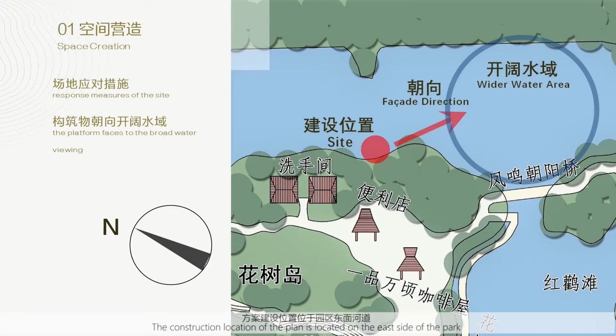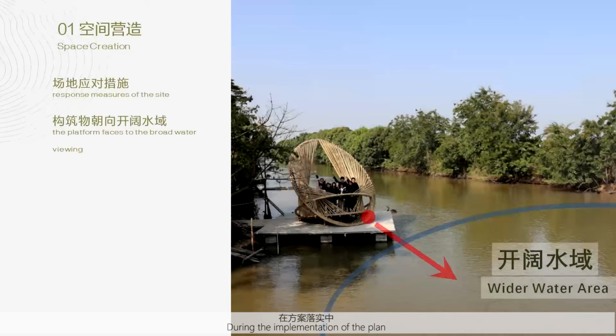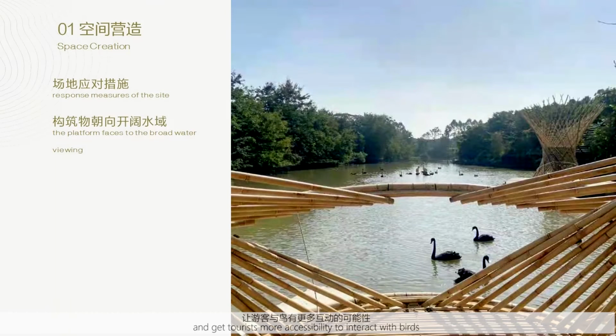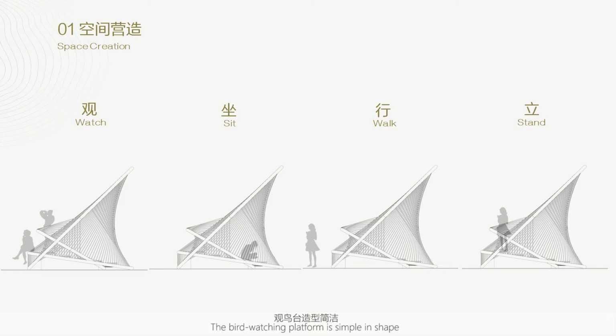The construction location of the plan is on the east side of the park. During the implementation of the plan, we face the bird-watching facade to the water view to obtain a more magnificent view and give tourists more accessibility to interact with birds. The bird-watching platform is simple in shape and can meet the needs of various bird-watching activities.